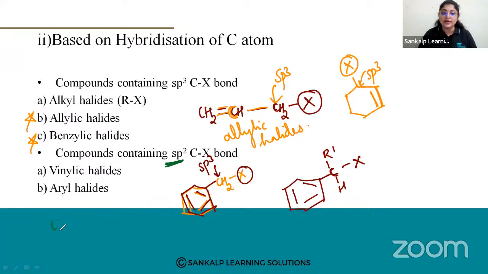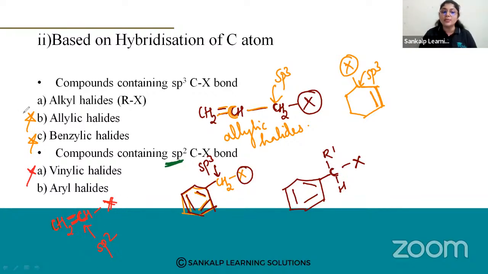Now, how will I give the example? Just see, the example is CH2 double bond CHX. What did I say? Here the halogen atom is bonded to the carbon which is sp2 hybridized. Is this carbon sp2 hybridized? Yes, because it is doubly bonded. So here the halogen atom is bonded to an sp2 hybridized carbon of a C=C double bond. So these are called vinylic halides.